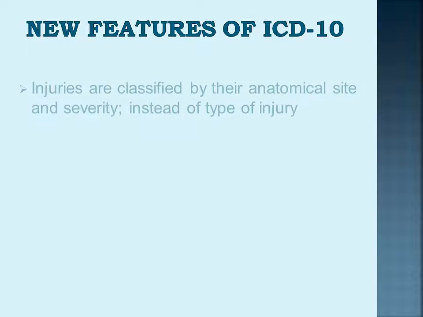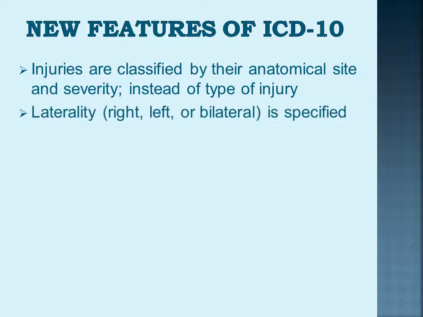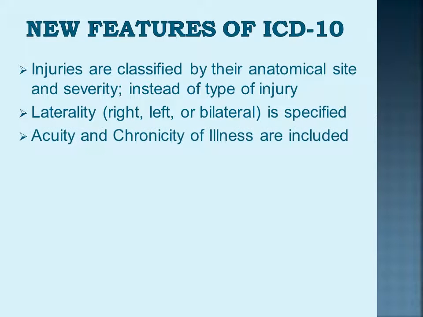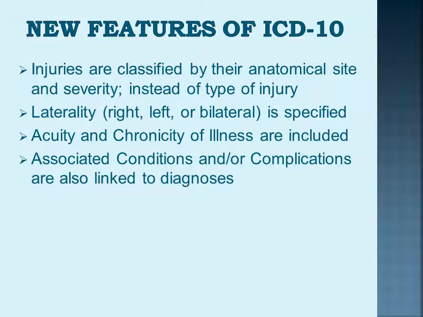Next, let's take a look at some new features of ICD-10. Specifically, injuries are classified by their anatomical site and severity instead of just the type of injury. We are now very specific in mentioning whether it is the right, the left, or bilateral part of the body that is affected. The acuity and chronicity of illness is included. Any associated conditions and or complications are also linked to the diagnoses, as I mentioned earlier, whether it's recurrent, whether there's a rupture of the TM.